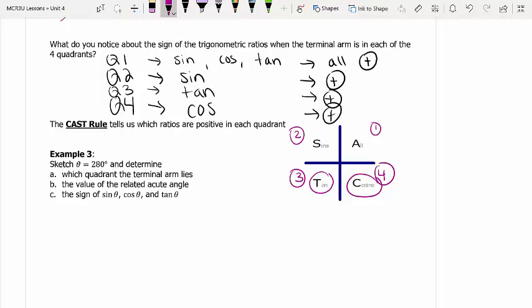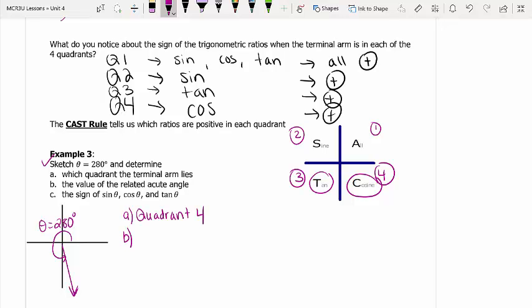So example 3, sketch theta equals 280, and then we have to determine a few things. So let's go ahead and sketch that. Okay, so there is 280 degrees in standard position. Let's determine the following 3 things. So A, which quadrant does the terminal arm lie in? Okay, well, our terminal arm is in quadrant 4.